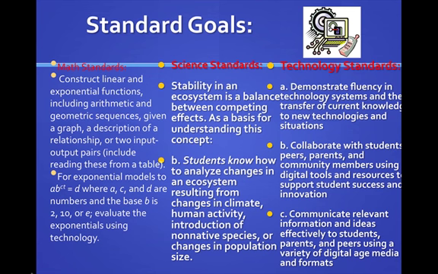Technology standards are many and very important. They will demonstrate fluency in technology systems, and they'll also transfer the knowledge they learn to new technologies. They will collaborate with other classmates, maybe other non-classmates, to present the findings using these new digital tools. Communication is also very important using today's digital technology.